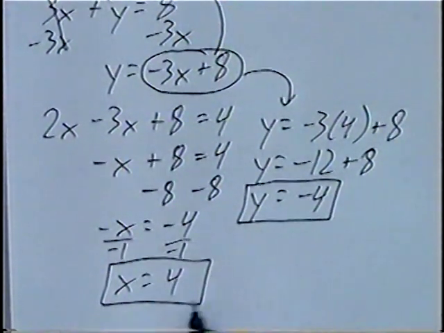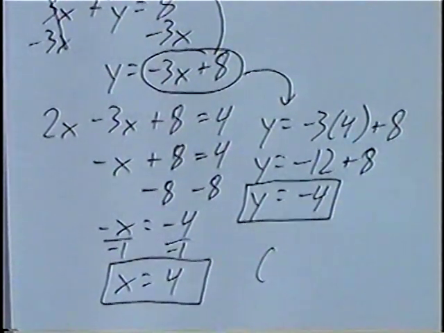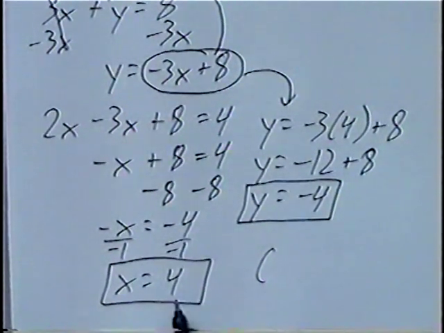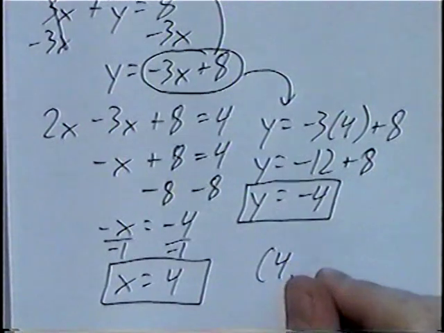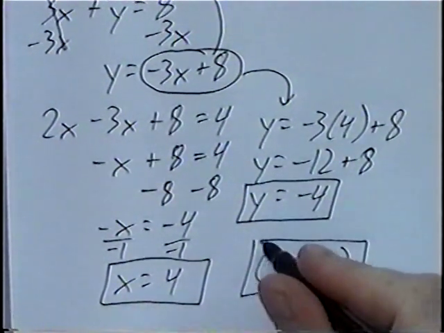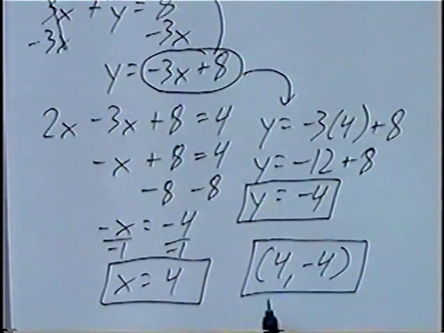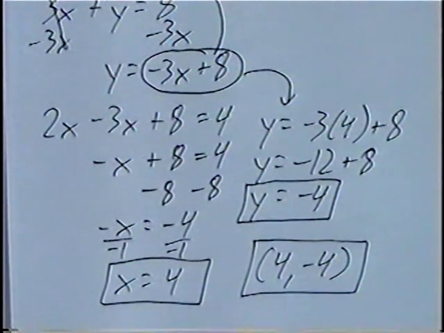When we have x equals 4 and y equals negative 4, a different way to write that same solution would be to use a point, x comma y, or 4 comma negative 4. What this point represents is if you graph the two equations, they would cross at 4 comma negative 4.